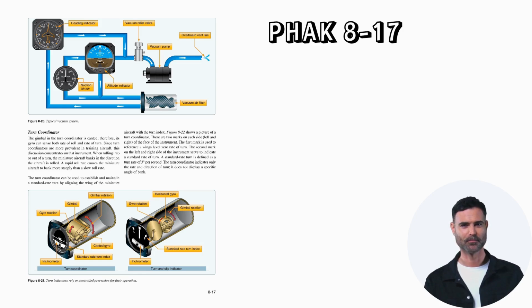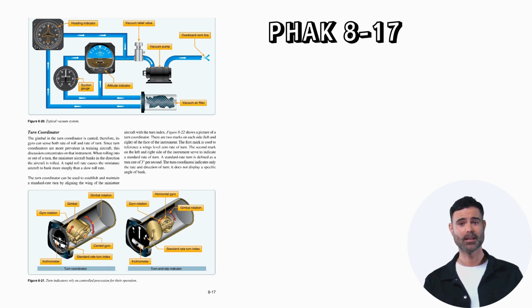Turn coordinator. The gimbal in the turn coordinator is canted. Therefore, its gyro can sense both rate of roll and rate of turn. Since turn coordinators are more prevalent in training aircraft, this discussion concentrates on that instrument. When rolling into or out of a turn, the miniature aircraft banks in the direction the aircraft is rolled. A rapid roll rate causes the miniature aircraft to bank more steeply than a slow roll rate.